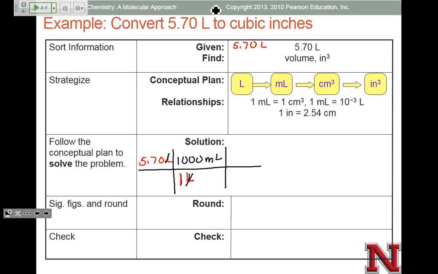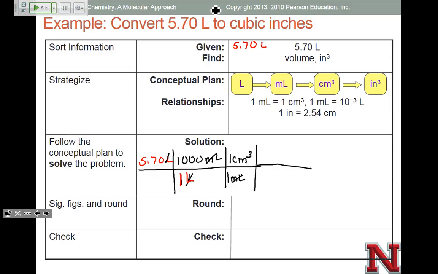Now, if I figured out that number, it would be in milliliters, but that's not what I want my final thing in. So I can convert that to centimeters cubed, which you should know that relationship. So my milliliters is going to go on the bottom, and my centimeters cubed on the top. When you start doing a string like this, you can see how easy it is to get lost if you're not following your units. So really make sure to write them down, even though it might seem tedious.